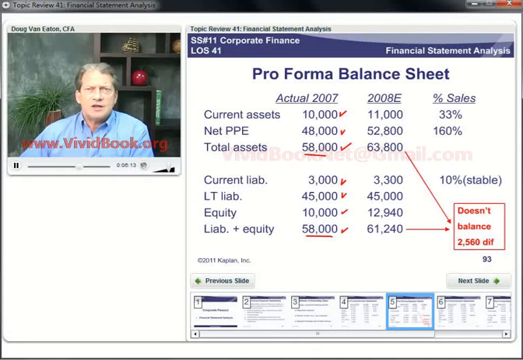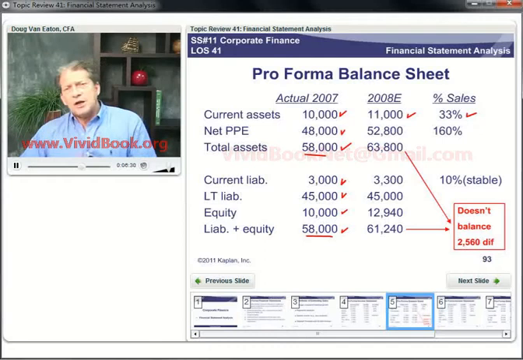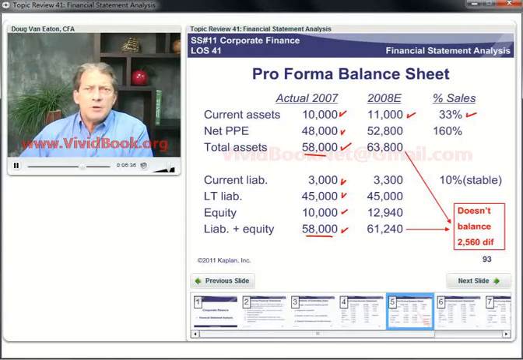Our current assets as a percentage of sales. Well, if we assume the percentage of sales stays the same at 33%, then the current assets need to increase the same amount as sales, 10%. So we need another $1,000 there. Finance inventory and receivables. Our net plant, property, and equipment, that was 160% of sales. We'll assume it stays the same, so that goes up by 10% as well to $52,800. So we've got another, what, $4,800 to finance there. So our total assets are now up 10% at $63,800.